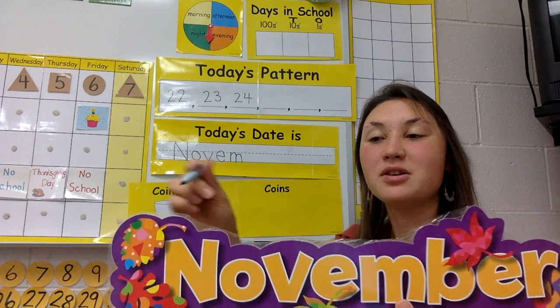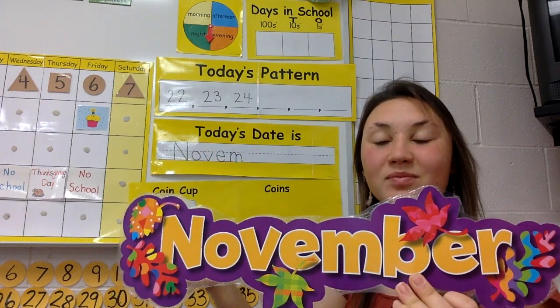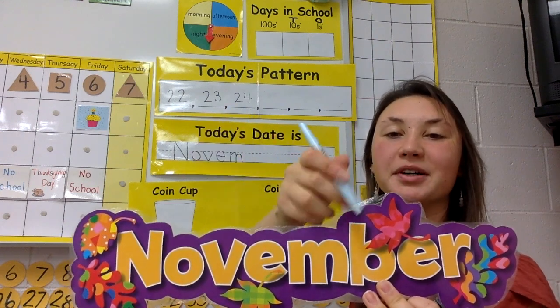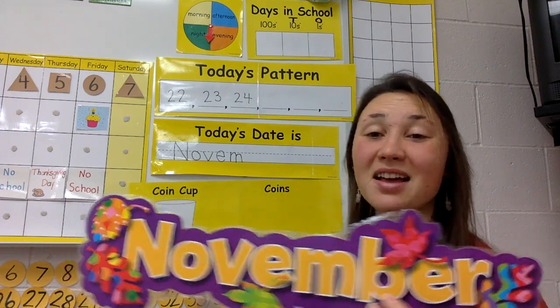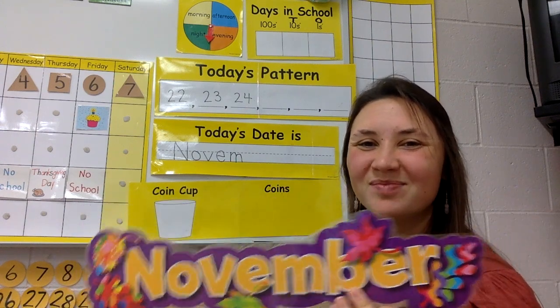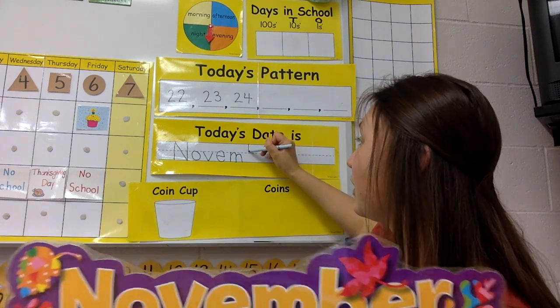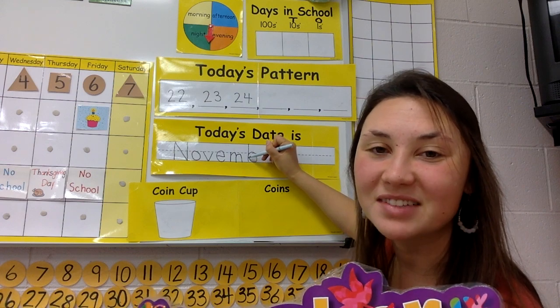Good job. November. What comes next after the M? What is this? It makes the b sound in November. Yeah, this is a B. Do you remember how you make a B? To make a B, you make a line and you give it a belly to the right. That's right.